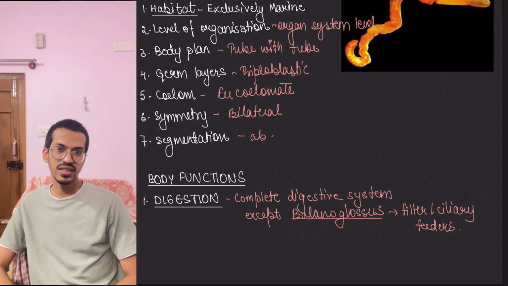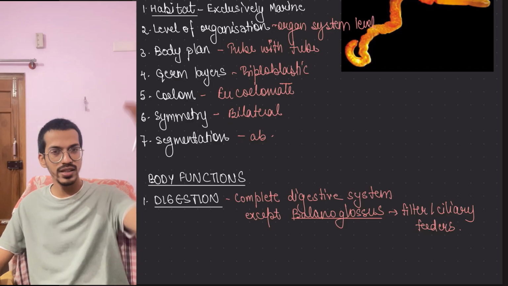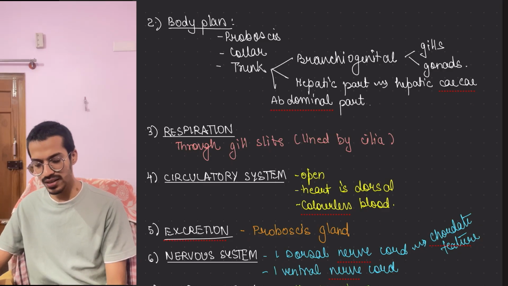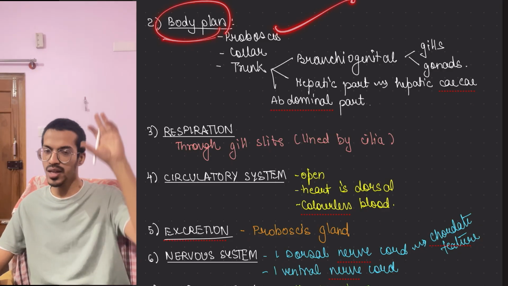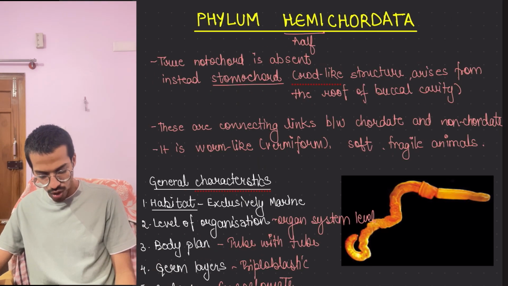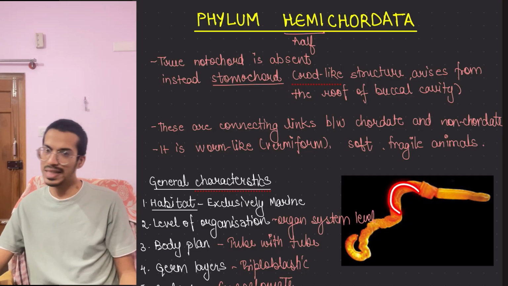You think, sir, this is not even any feature, but this is what nature did. Nature is like, let's just mess up this organism a little bit. Then comes the body plan. It has three parts: proboscis, collar, and the trunk. So this area is the proboscis, this is the collar which is present around it, and this is the tail region of it.